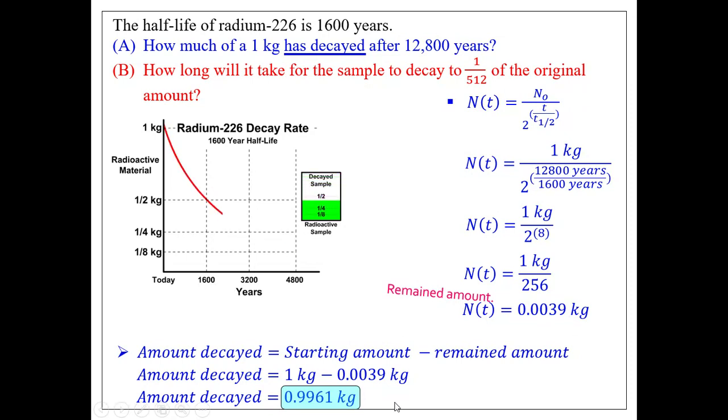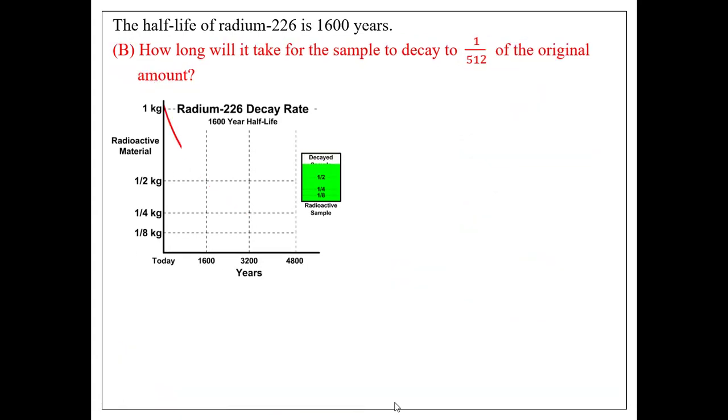Okay. All right, let's do part B. Part B asks you how long it will take for the sample to decay to 1 over 512th of the original amount. As you can see in the graph here, it kind of leads you here. It starts with 1, and 1/2, and 1/4, 1/8.